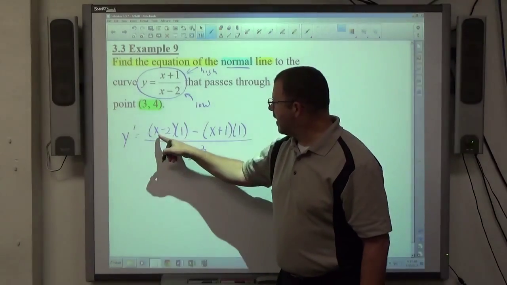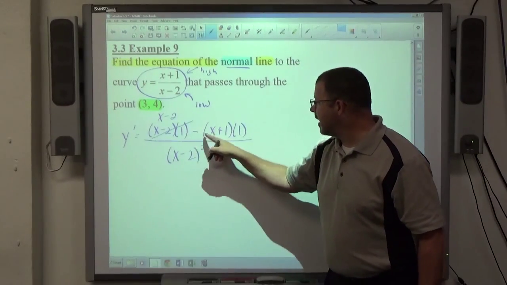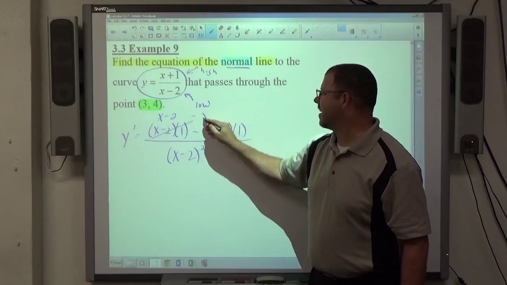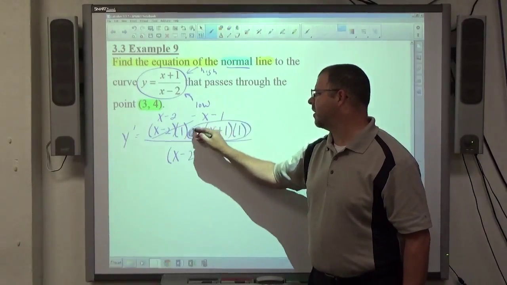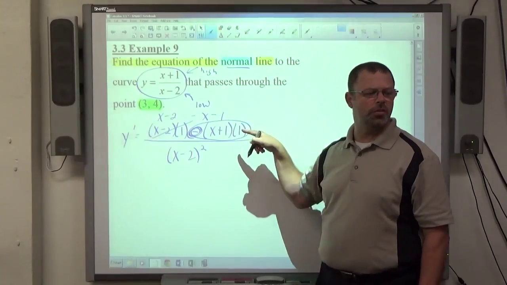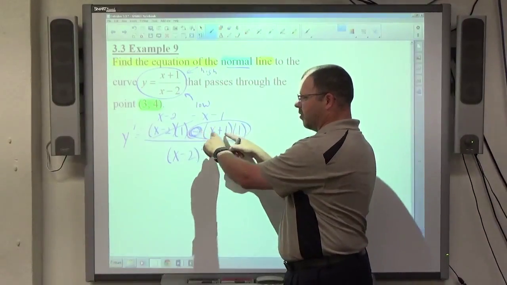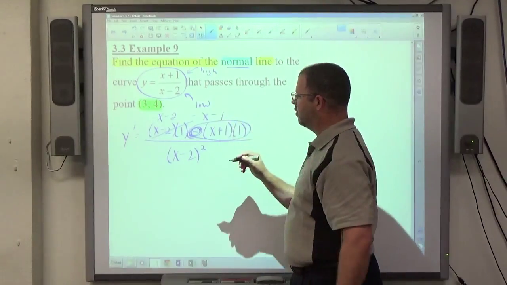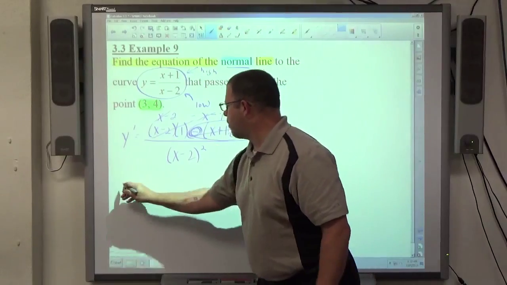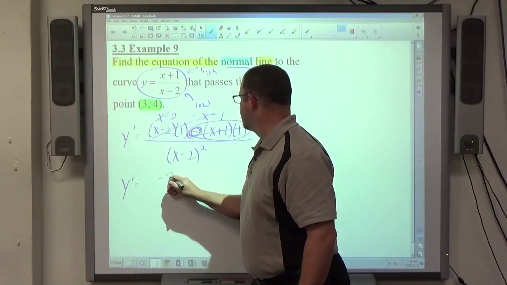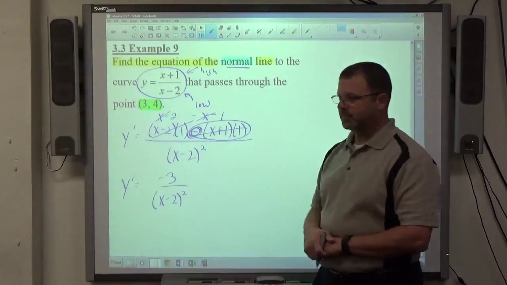If I simplify, x minus 2 times 1 is just x minus 2. Negative 1 times x plus 1 is minus x minus 1. That's for all this here. And again, there's always a minus sign here. There's almost always a distributive property going on here, so be careful. That minus is attached to this one that's being distributed through, so both those signs change. X minus x cancels, so I end up with y prime equals negative 3 over x minus 2, the quantity squared.